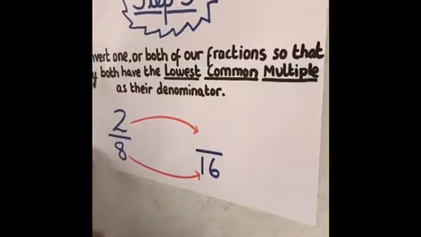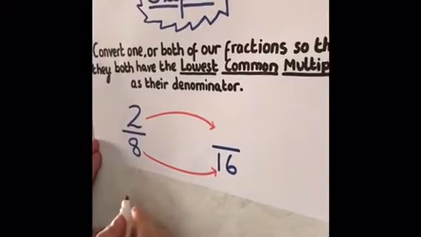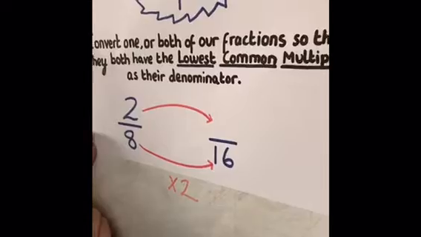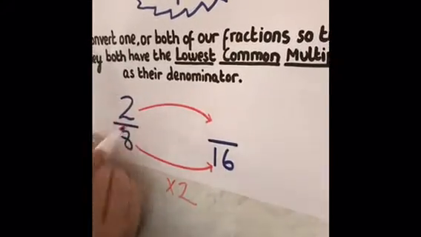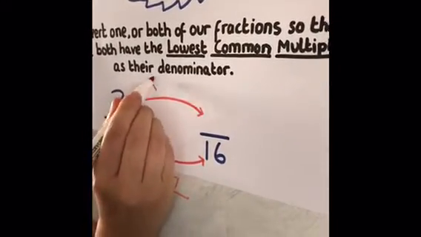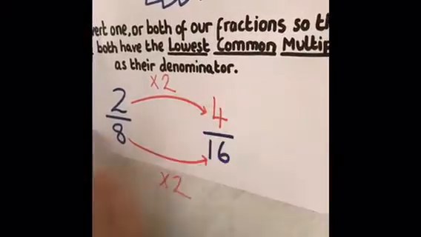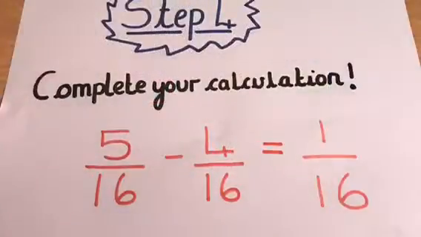denominator. Now to get from 8 to 16 we have to times it by 2, so then we need to do exactly the same to our numerator. So we're going to do 2 times 2, and that will give us our numerator of 4, and we now have 4/16.